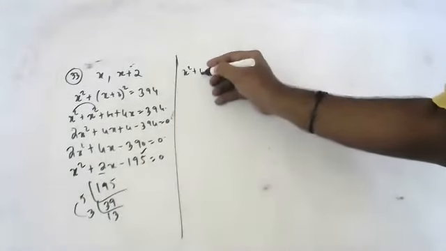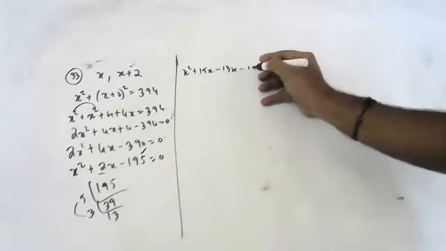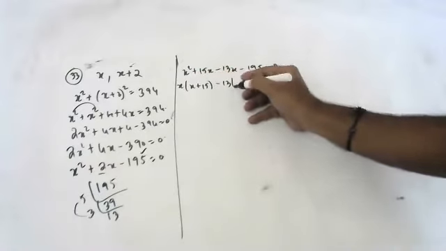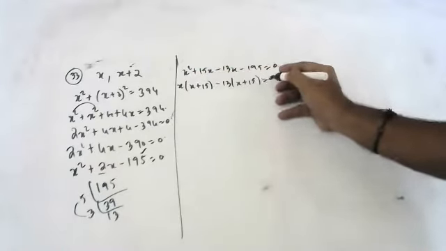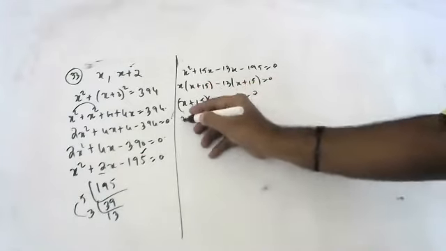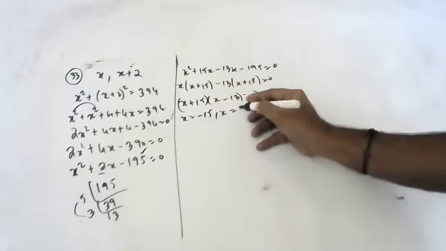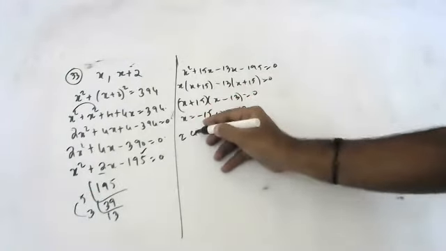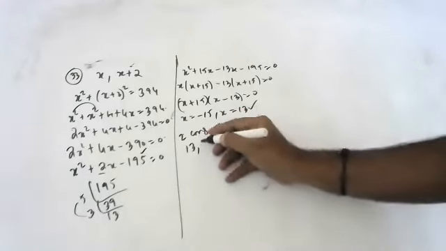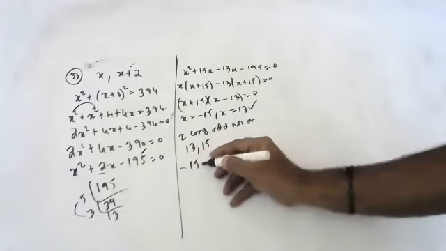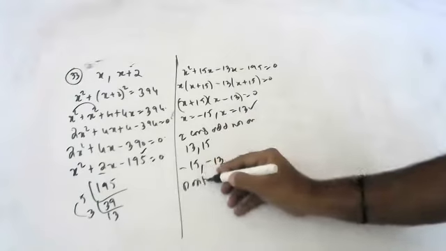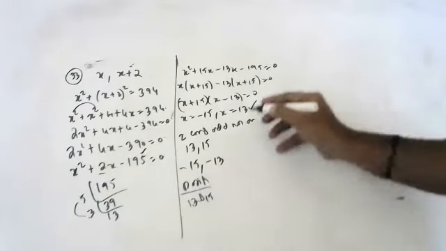So x square plus 15x minus 13x minus 195 is equal to 0. If you take x common, x plus 15 minus 13 if you take common, x plus 15 is equal to 0. x plus 15 into x minus 13 is equal to 0. x is equal to minus 15 or x is equal to 13. So two consecutive odd numbers: if it is 13, the other one will be 15. If it is minus 15, the other number will be minus 13. Because they ask for only positive, the answer is 13 and 15. Like this.